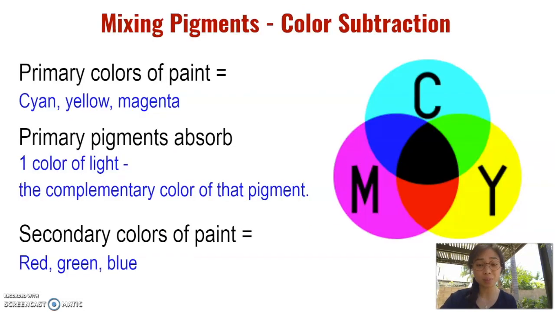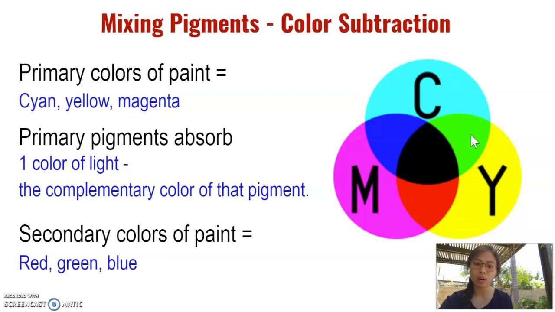So what happens when we combine pigments together? These three primary pigments can be combined to give us three secondary colors of paint, which are red, green, and blue. This color wheel shows us examples of how these primary pigments can be combined to give us secondary colors. Cyan and magenta give us blue, magenta and yellow give us red, and yellow and cyan give us green.